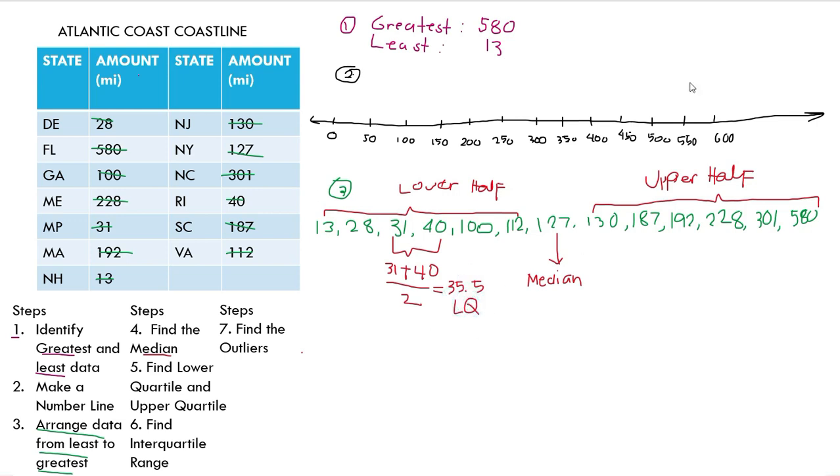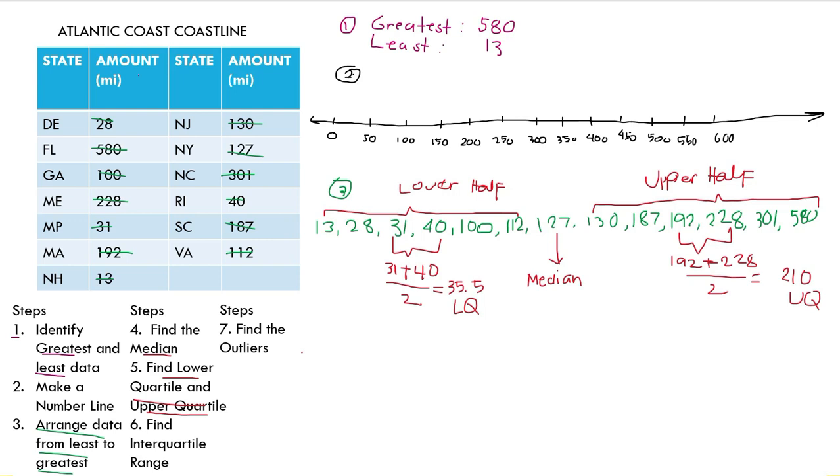So this is our lower quartile. And then the middle numbers here are 192 plus 228. Make sure to divide it by 2. Therefore, this is equal to 210, and this is our upper quartile. Right, we're done with step number 5: identify the lower and the upper quartile.